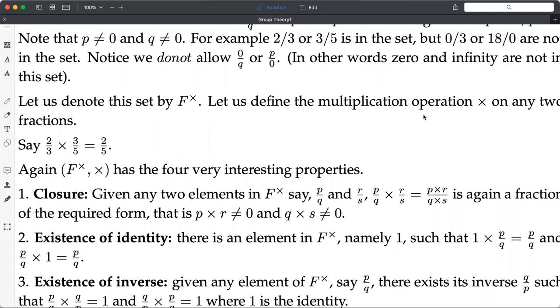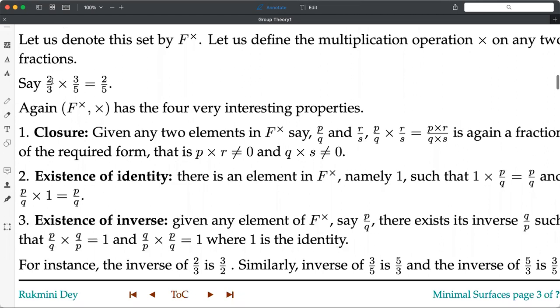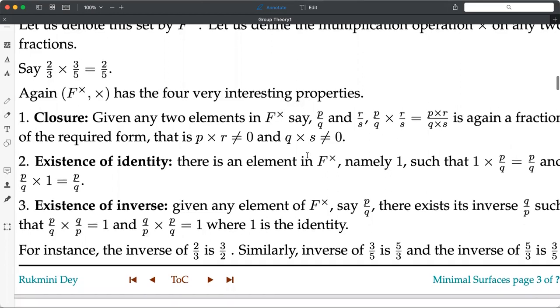Let us define the multiplication operation into on any two fractions. It's the usual thing: 2 by 3 into 3 by 5 is 6 by 15, or you can reduce it to 2 by 5, as 3 and 3 cancel. So it's the usual into. So F cross with into has four very interesting properties. The same, closure. If you take two fractions and multiply them, it's again a fraction, and if p, q, r, s are non-zero, then p into r and q into s are also non-zero.